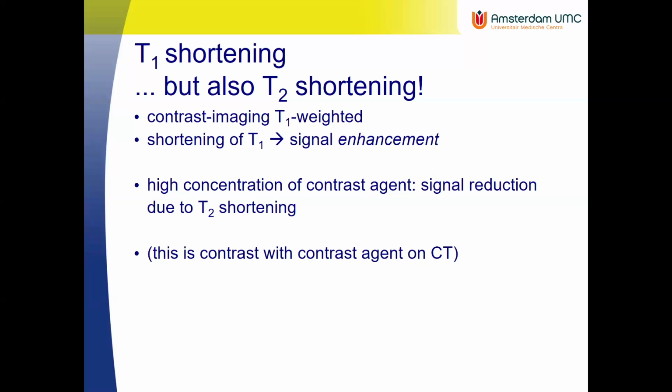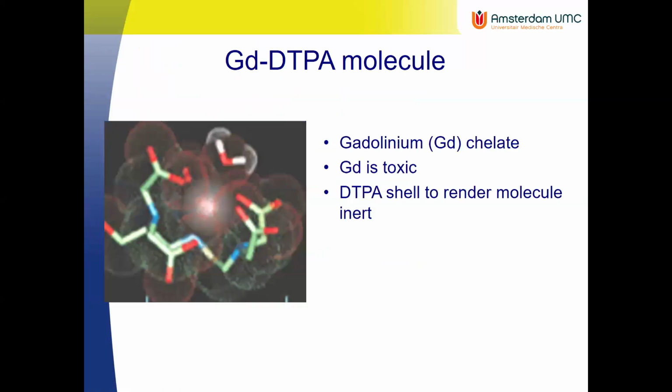Now, in the previous example we saw there's T1 shortening, but there's also shortening of the T2 relaxation rate. That means we get signal enhancement on T1 weighted images, but if the concentration is high, we get shortening of the T2, and we get a signal reduction on T2 weighted images. And there's also a use for that.